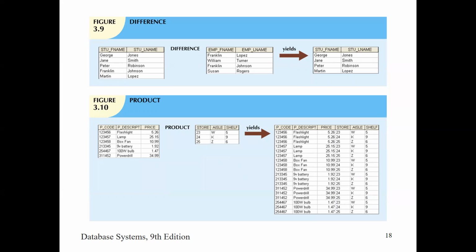The illustration shows examples of differences and product. Difference operator yields all rows in one table that are not found in the other table. That is, it subtracts one table from the other. Product operator yields all possible pairs of rows from 2 tables, also known as the Cartesian product. Therefore, if one table has 6 rows and the other table has 3 rows, the product yields a list composed of 6 by 3 that is equals to 18 rows.